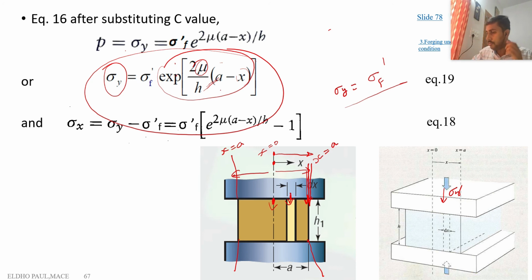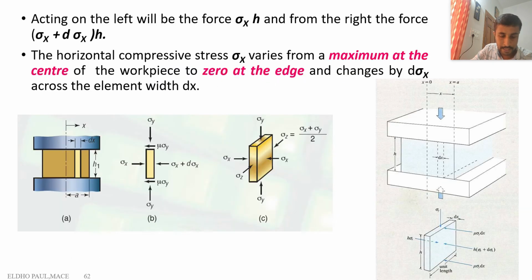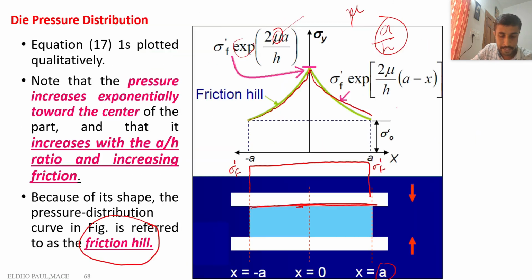Any doubt? Any doubt in this? So try to understand this derivation, and from this derivation we develop this stress variation here, and using this we draw a friction hill. Okay. Friction hill. Any doubt?